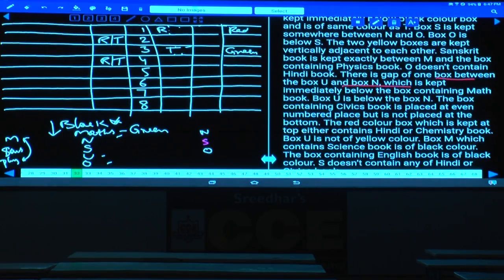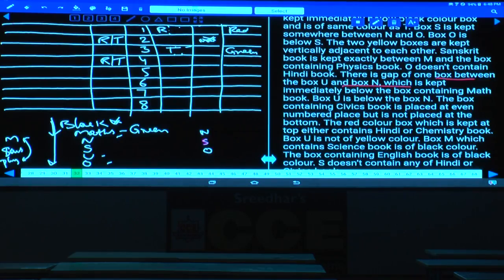Now let us check this one. Black, maths, green. Can the second box be mathematics? If this second box is mathematics, then below this mathematics what should happen? No sir, mathematics cannot be at the second place. Why? Because mathematics should be below this black, immediately below. Hence maths cannot be here.